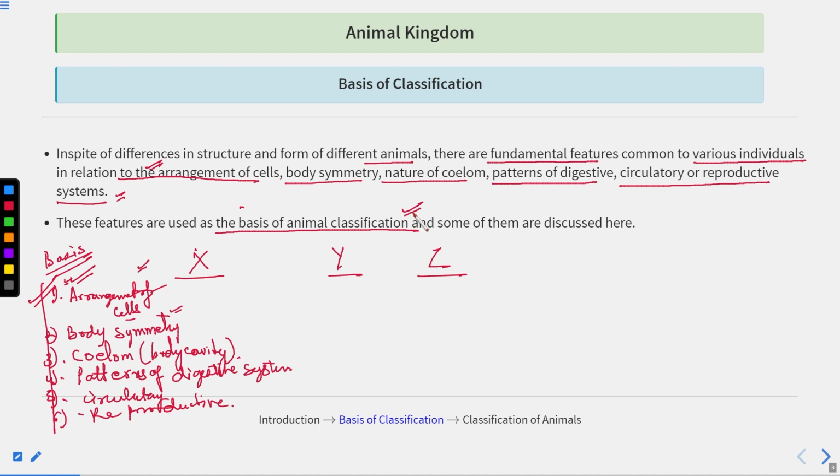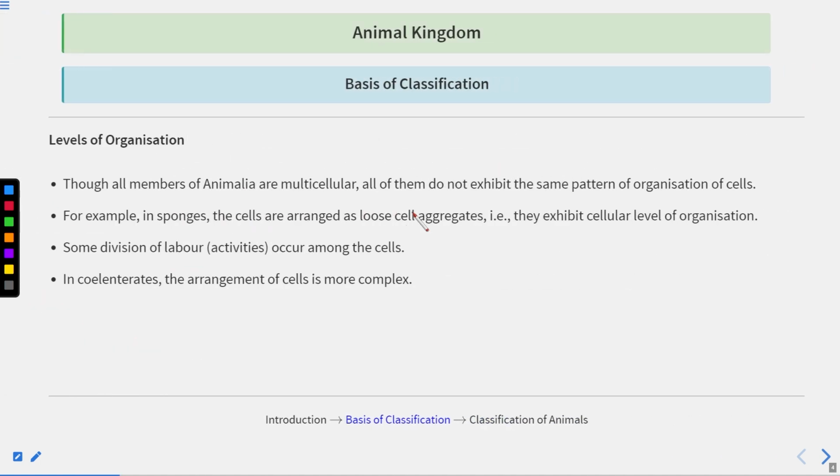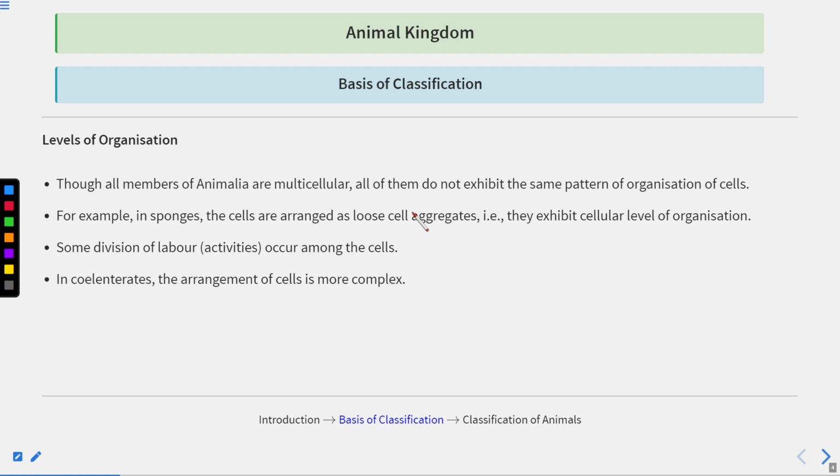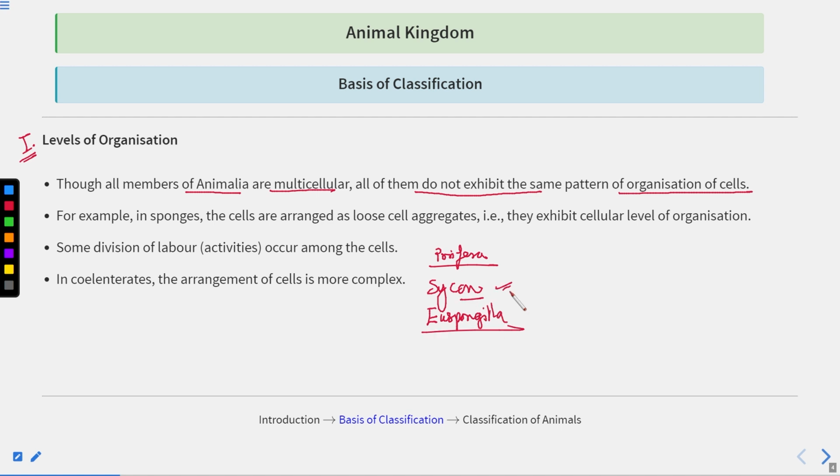So let us see some of these characteristics in detail. The very first one is the level of organization. Though all members of Animalia are multicellular, all of them do not exhibit the same pattern of organization of cells. Whether you talk about Porifera, for example Sycon, Euspongilla, right? What arrangement of cells do they have in their body?